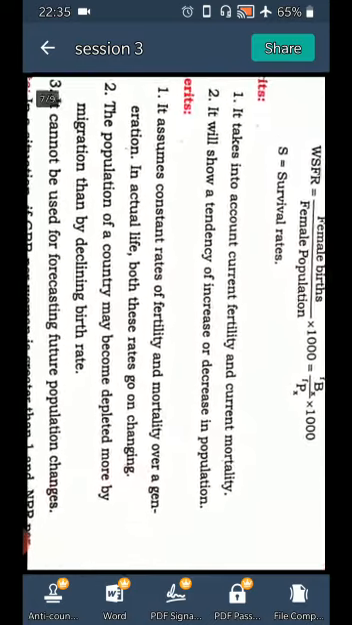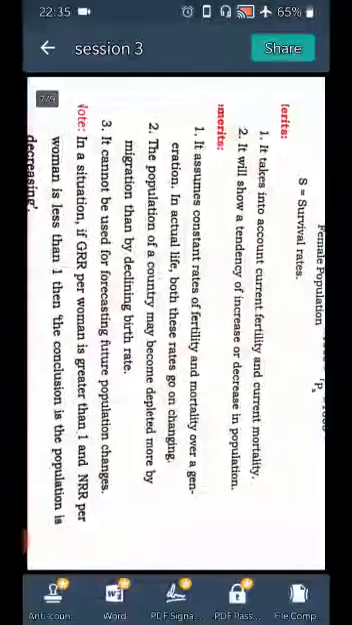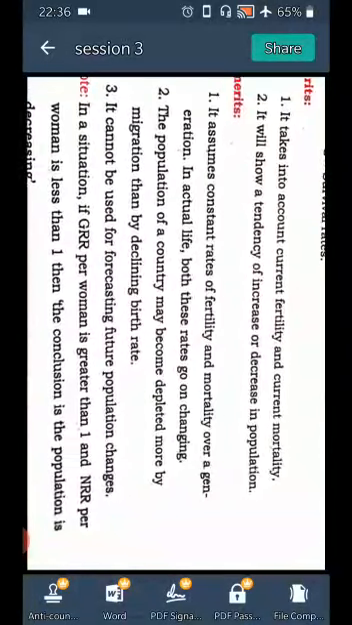Now let us see the merits and demerits. The first merit, it takes into account current fertility and current mortality. The second one, it will show a tendency of increase or decrease in population. Let us check the demerits now. The first one, it assumes constant rates of fertility and mortality over a generation. In actual life, both these rates go on changing. The population of a country may deplete more by migration than by declining birth rate. It cannot be used for forecasting future population. These are some of the merits and demerits of NRR.